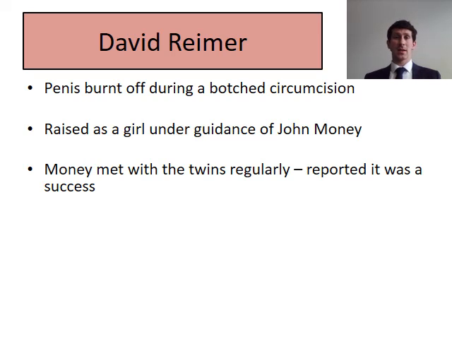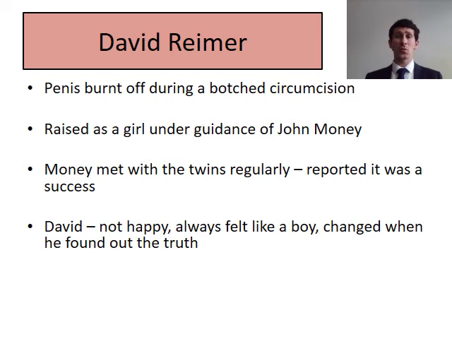whole thing was a success, that the child with the botched circumcision, who was renamed Brenda, was a complete success, had responded well to the socialisation, was happy as a girl. Whereas in reality, David Reimer was never happy as Brenda. Always felt like he was a boy, always felt out of place around girls, wanted to play with boys' toys. And as soon as he was told the truth, he reverted back to being a male. He went on to have a marriage, brought up stepchildren, but couldn't really deal with the issues that had gone on, and eventually committed suicide in 2004.